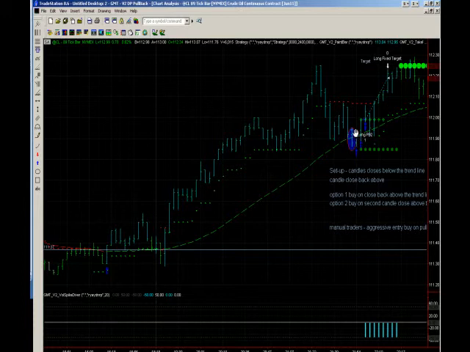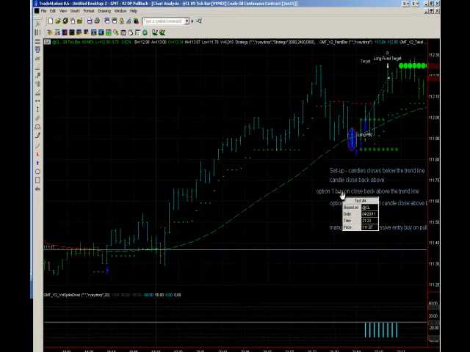Now we're not going to take the trade off this candle here, but we're certainly going to look for a trade. A couple of things come into play here, because once we've got our alert that we've got a potential trade coming, then we need to look for a close back above the trend line. So that would be option one for a buy.